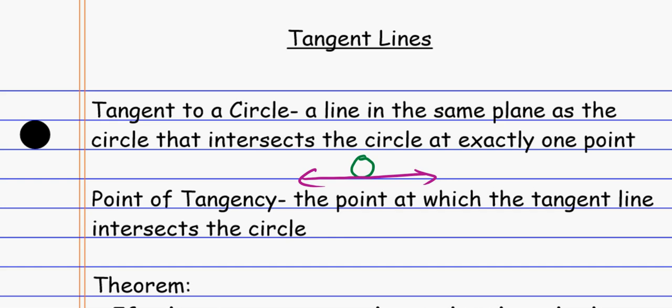If you think about rolling a wheel across the floor, the floor would be a tangent line to that wheel. The wheel only makes contact at one single point at the very bottom. So that's what we're talking about with a tangent line. It only touches the circle at one point. The point where it touches is called the point of tangency. That's the intersection point between the tangent line and the circle.